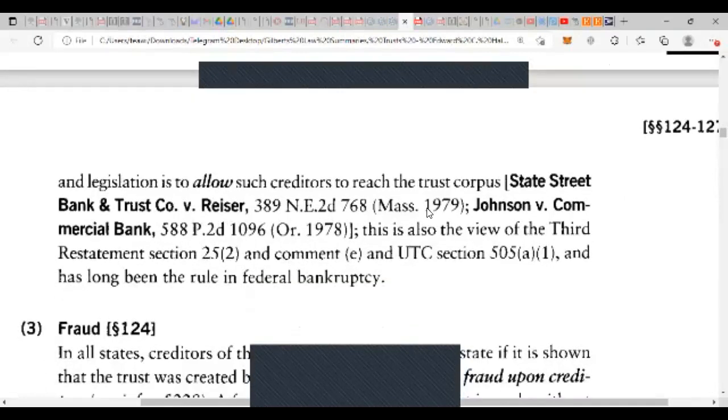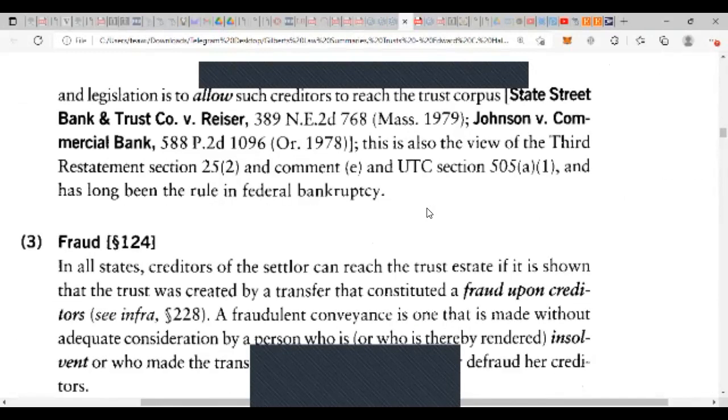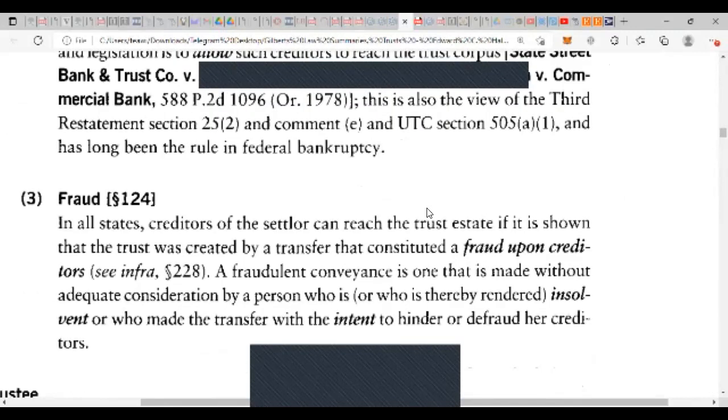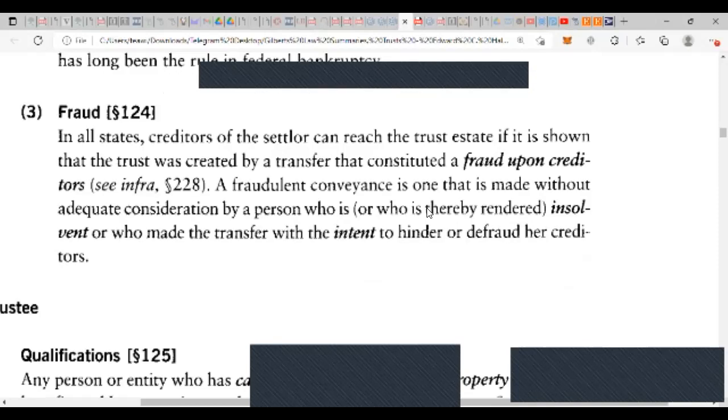State Street Bank and Trust Company versus Reiser, 1979, Johnson versus Commercial Bank, 1978. This is also the view of the Third Restatement, section 25, comment E, and UTC section 505(a)(1), and has long been the rule in federal bankruptcy.